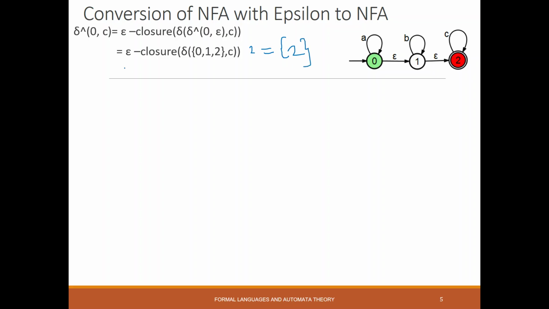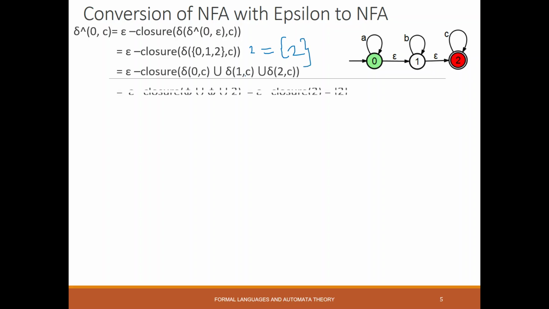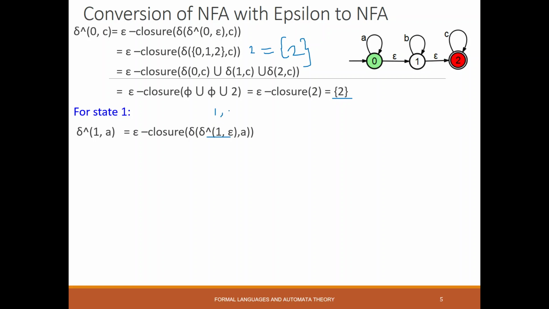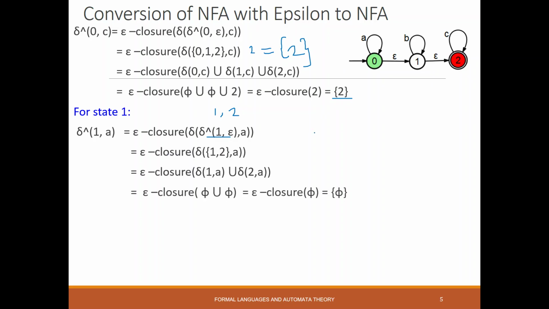Likewise you need to find. Okay, so the answer for this is simply 2. Likewise you need to find for state 1 also. 1 comma a means epsilon closure of 1 is simply 1 comma 2. So we need to find the answer for 1 comma a. 1 comma a, there is nothing. 2 comma a, there is nothing. So the answer for this will be null.